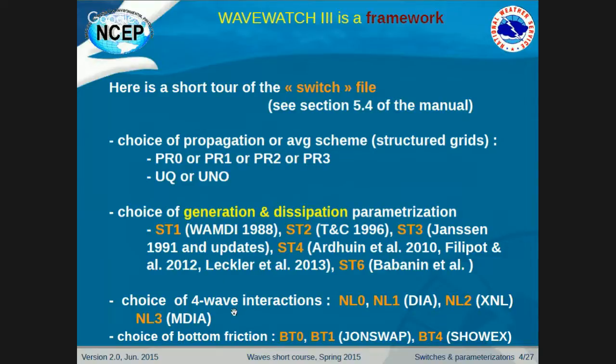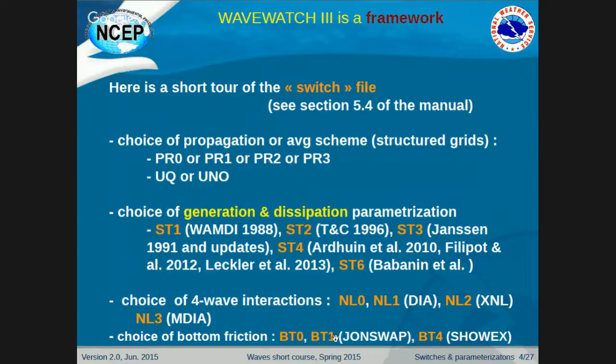Then you can have different choices for what is called the four-wave interactions, and I will explain to you what that is. You can either have no nonlinear interactions at all. You can use a discrete interaction approximation, which is the NL1 choice. NL2, which takes a long time to run, but is very nice for research, is actually an exact computation of the nonlinear interactions. And NL3 is a multiple DIA approximation. And we're still waiting for NL4, which will be in the next version 5.13, coming from the two-scale approximation, Don Resio and Will Perrie.